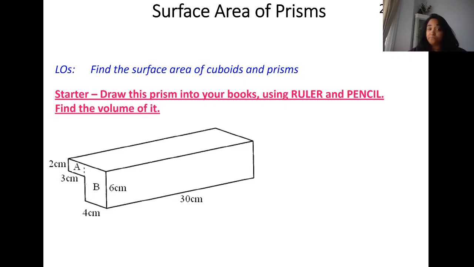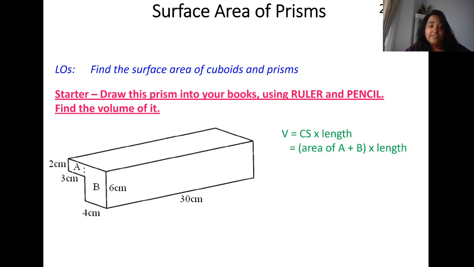So in order to do this question, the first thing we need to remember is the formula for volume. So volume is the cross-sectional area. So in this case, where you can see it saying A and B, just there, cross-sectional area multiplied by this length of 30 centimetres.